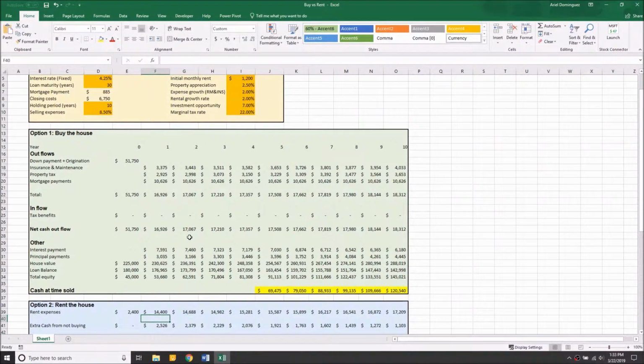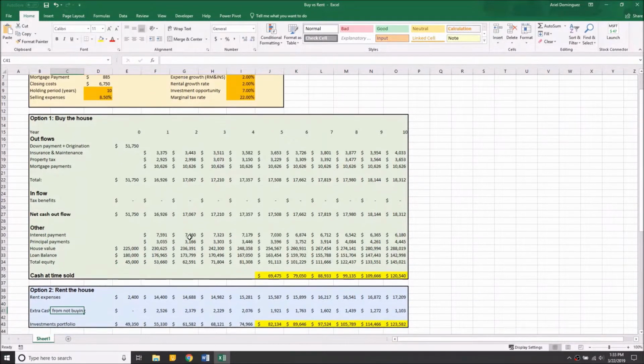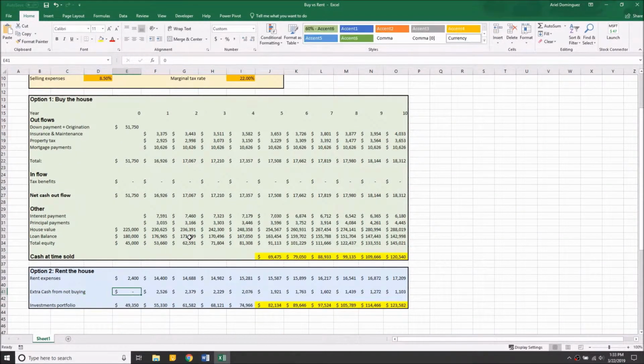The next line, we have the extra cash from not buying. Now, when you buy the property, you have a certain amount of cash outflow in the beginning, which in this case is the down payment. If you take the down payment minus what you have to put for your security deposit and last month, you get $49,000 that you're going to put in an investment portfolio.